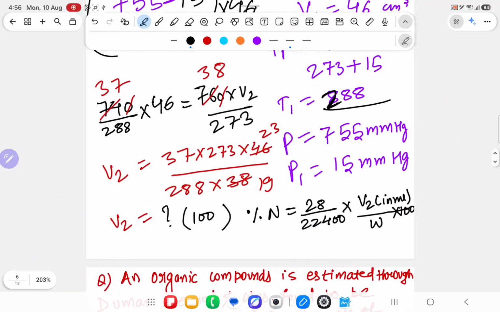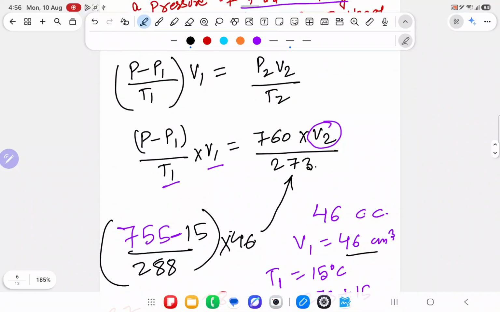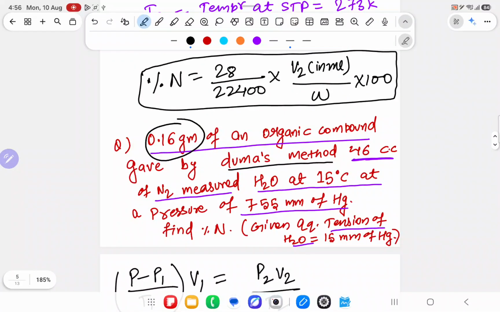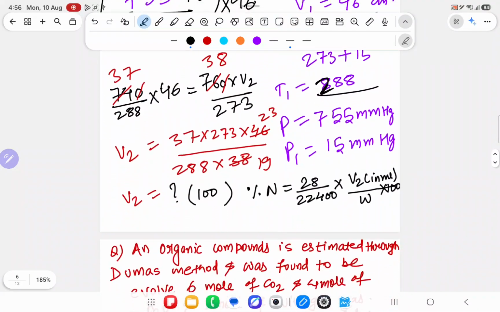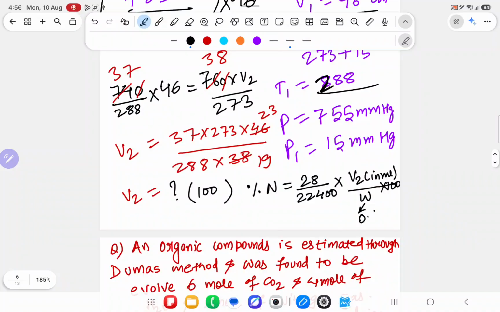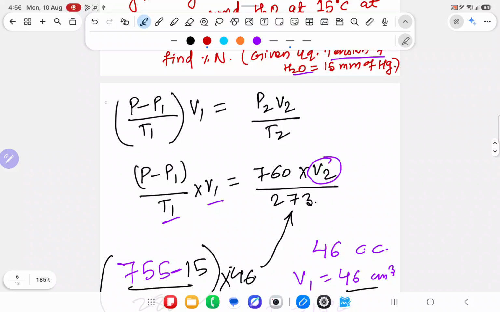Handwriting is going to be a little bit smaller because space is less, but over here W value is given 0.16. It means you will put 0.16 here, and after putting this, the V2 value you have got from here, you will put over here, calculate it, and you will get the percentage of nitrogen. Understood or not understood? Again, what I have done, first I have written this first formula.